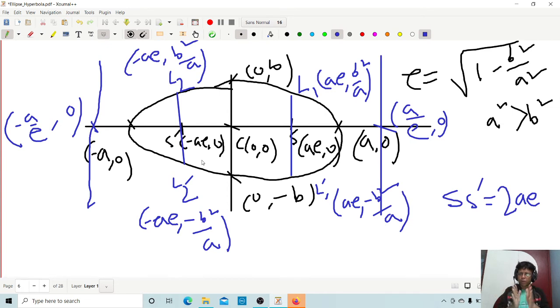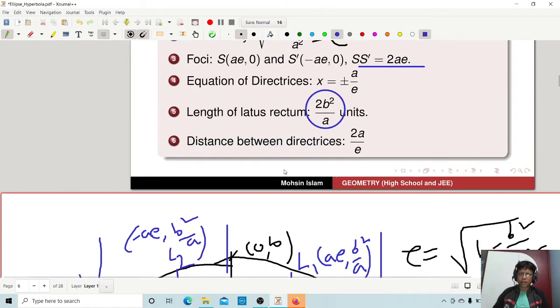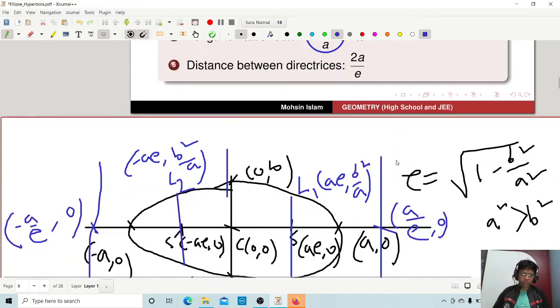This is all the information for one ellipse, where the major axis is along the x axis and the minor axis is along the y axis. So this is all about your ellipse. The distance between the directrices is 2a by e units. Already we discussed, the distance between the foci is 2ae. These are all important pieces of information.